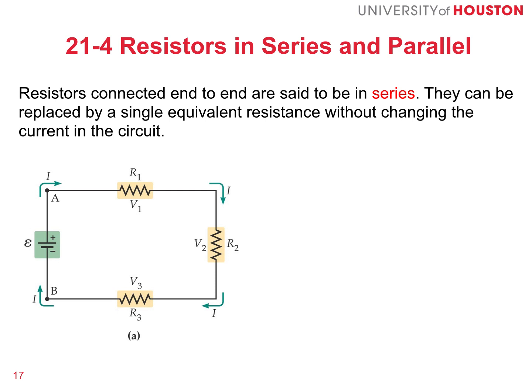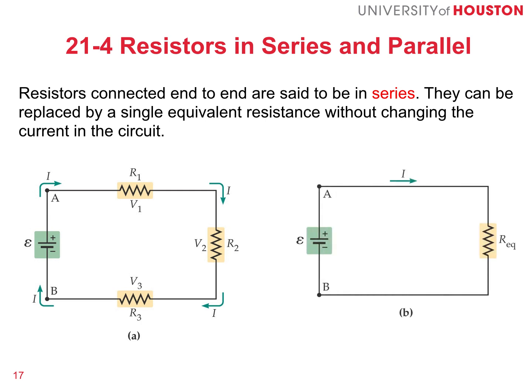We can think of these three resistors as one resistor that has an equivalent resistance where the current I flows through that in the circuit on the bottom right.